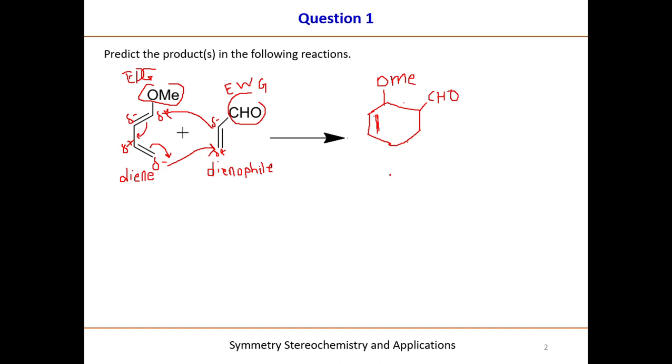I hope all of you are clear. This is a Diels-Alder reaction, and here you can see the reaction is regioselective because selectivity is present. So this is the product for this type of Diels-Alder reaction. Now let's talk about the next one.